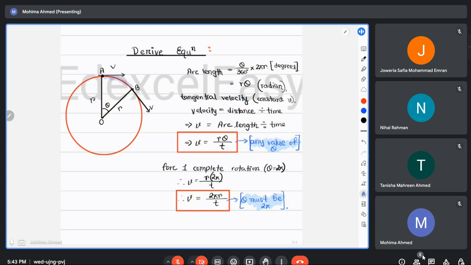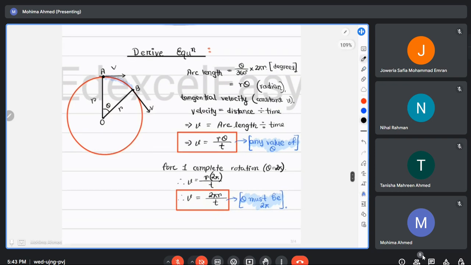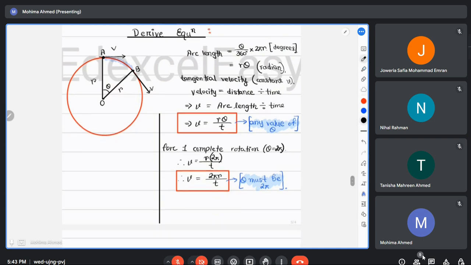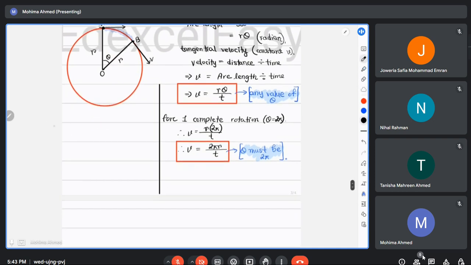But then again, at the end of the day, for one complete circle, the value for your total tangential velocity will be the same, right? For example, over here, I'll just make a margin and then try to find the tangential velocity in terms of degrees. That would be velocity, arc length over time. Arc length over here is going to be theta by 360 multiplied by 2 pi r, divided by time.